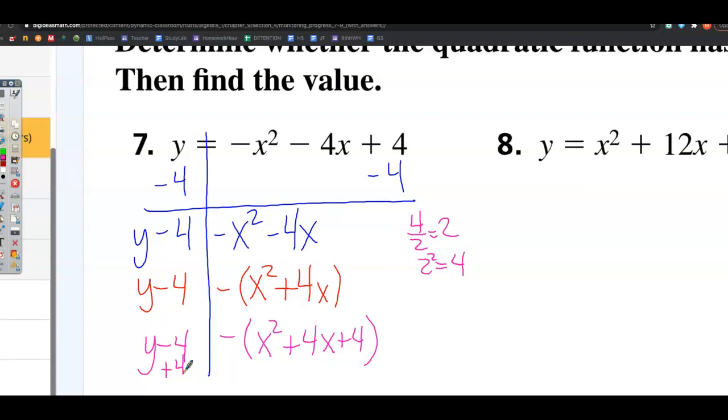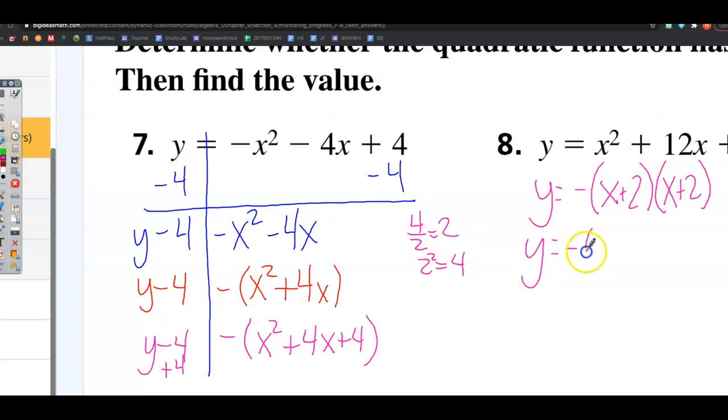So what do you get over here? 0. So it'd just be y. So over here, I'm going to have y equals negative, and then negative x plus 2 squared. So you factored it. Yeah, x plus 2 squared. But you can also then have negative 2. So it'd be y equals negative x plus 2 quantity squared, right?